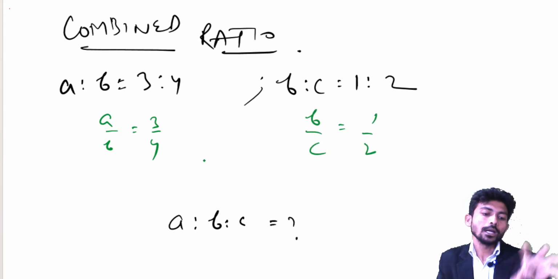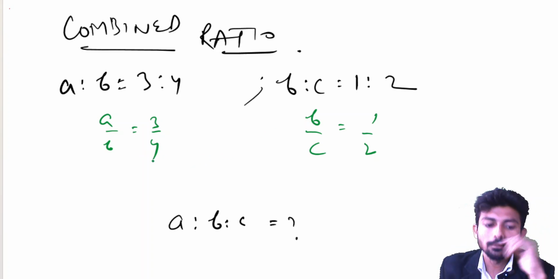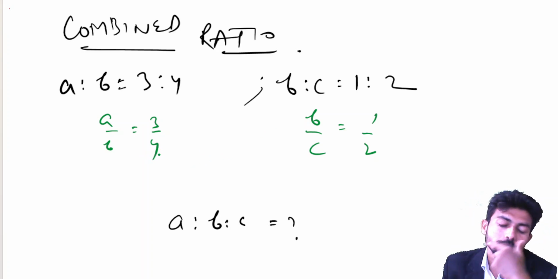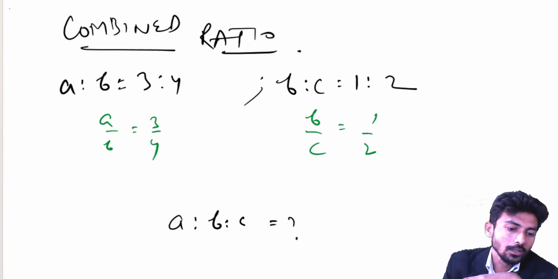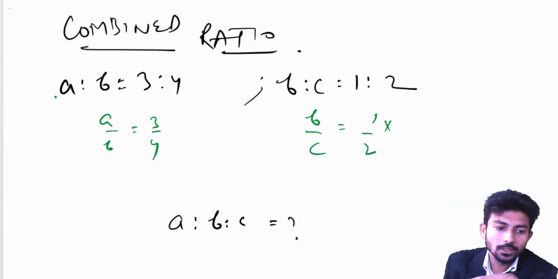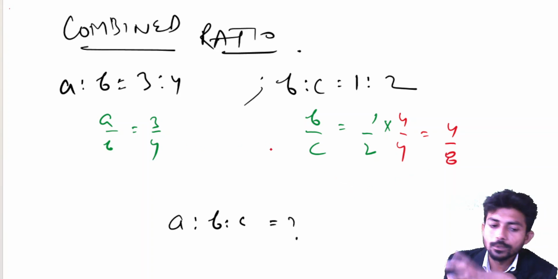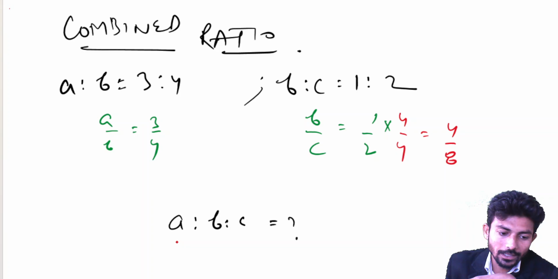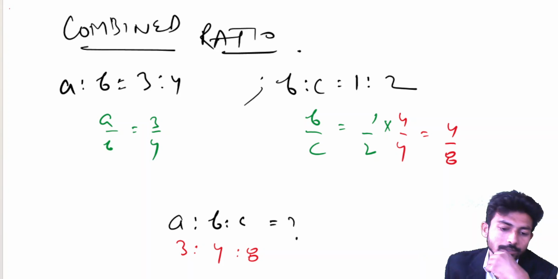And we know that B is at the two places, so if it is 4 here, I can make B as 4 in the second part as well. For that, I'll just be multiplying with the 4 and dividing with the 4. So I'll be getting 4 by 8. Now B is same at both of the places. So the answer I will be getting is A as 3 unit, B as 4 unit and C as 8 unit. So this is my answer.